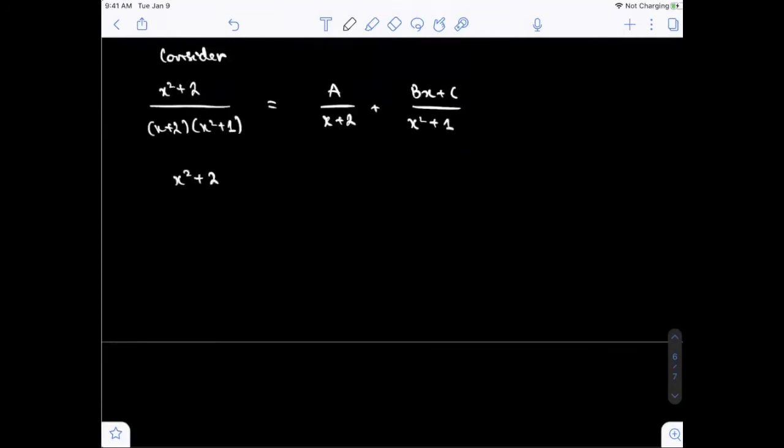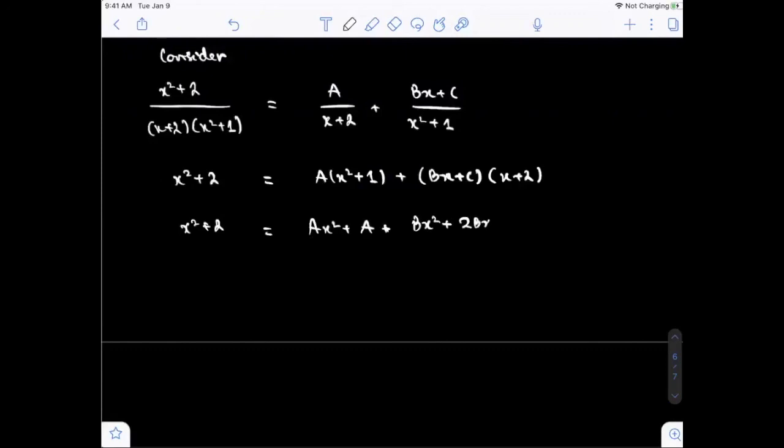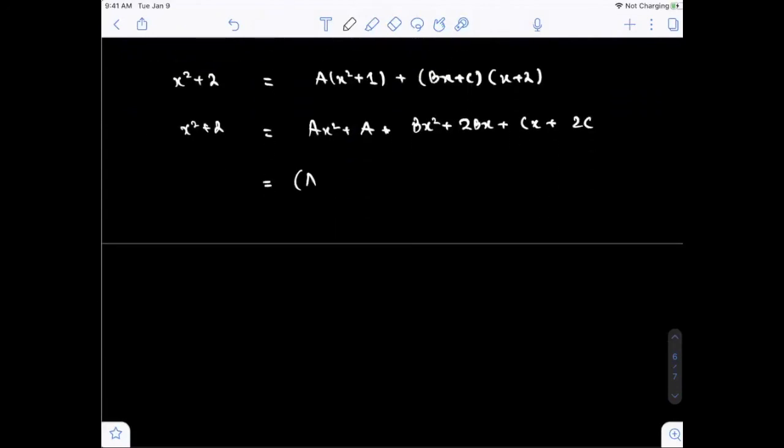You get x squared plus 2 equal to A times x squared plus 1 plus Bx plus C times x plus 2. Then on the right hand side, you distribute and combine like terms. You have Ax squared plus A plus Bx squared plus 2Bx plus Cx plus 2C. Or this is A plus B times x squared plus 2B plus C times x plus A plus 2C. And on the left is x squared plus 2.